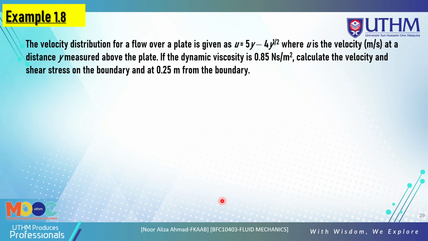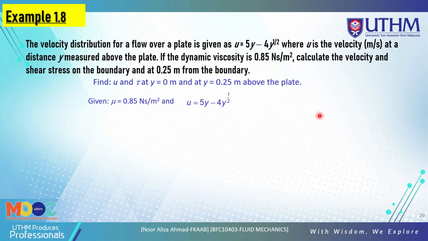So now we look at example 1.8. The velocity distribution of flow over a plate is given. So this is actually to calculate the velocity and the shear stress on the boundary. So put all the given data in your text here. They give you the velocity distribution, U, and shear stress at y equal to 0 meter and y at 0.25 above the plate. Given 0.85 Newton second per meter squared, and U is the distribution here.